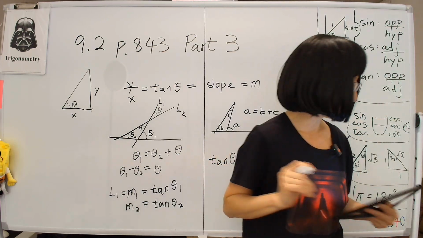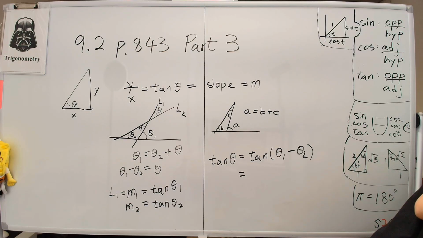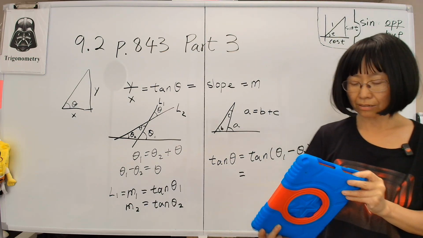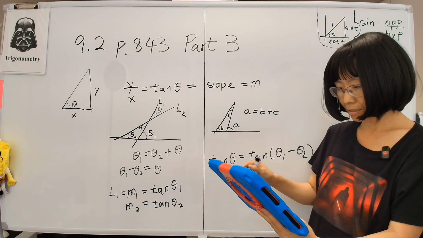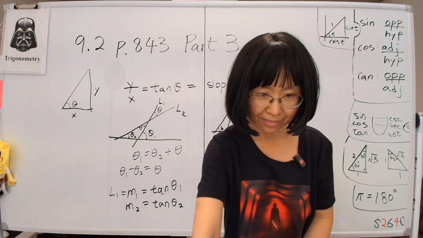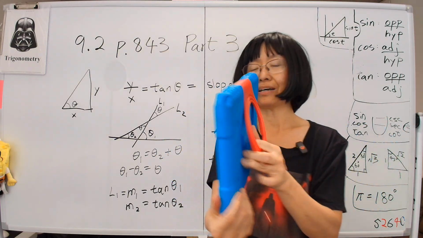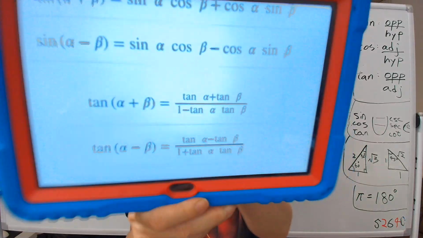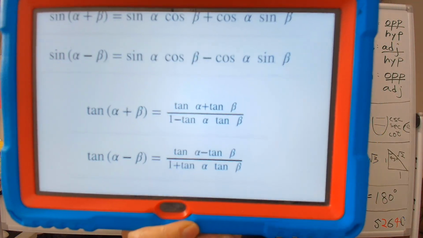Following the tangent rules. What are the tangent rules? I have it right here, and here we go. Let me do something here. Now I have copied down the screenshot from the book.